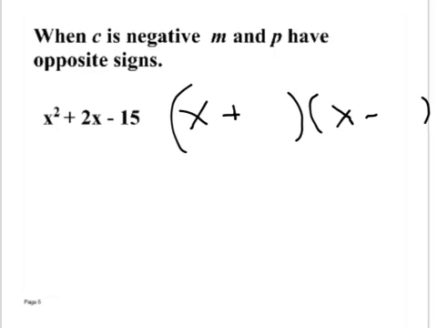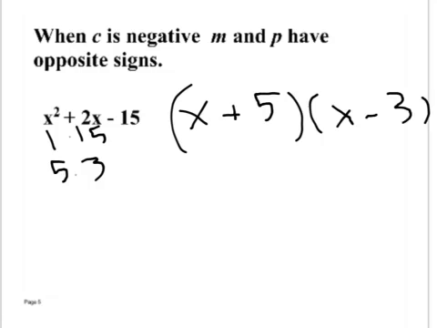What multiplies to give me 15? 3 and 5. What else? 1 and 15. Anything else? No. Okay. Do 5 and 3 subtract to give me 2? Yes. So which one needs to be plus and which one needs to be minus? 5 needs to be plus, and 3 needs to be minus. X plus 5, x minus 3.